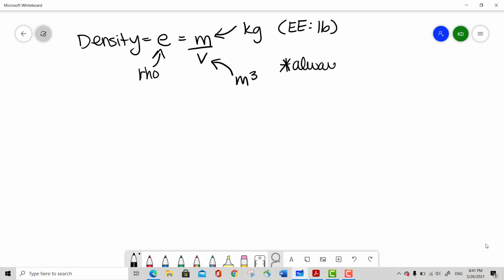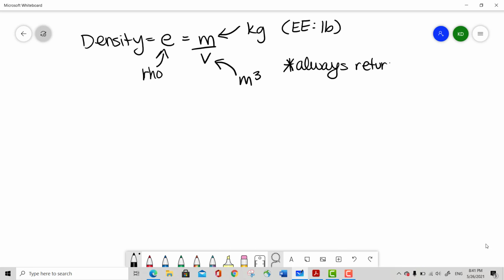So always return to primary units. For example, if you're given grams, bring it to kilograms for this. If you're given, you know, whatever, these are your primary units. So you want to return to these. So when I say always return to primary units, I mean what's in your formula.